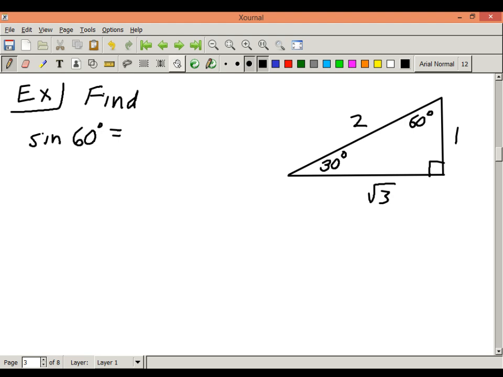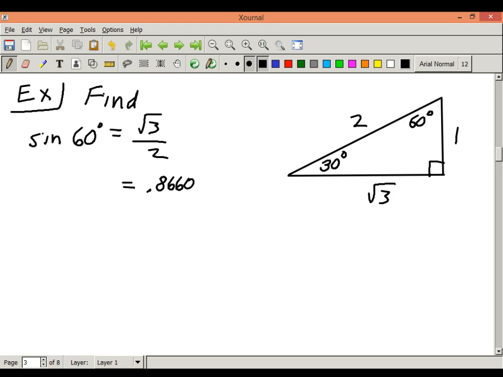So if you're right here standing on the 60-degree angle, remember sine of that angle is opposite over hypotenuse. So that's square root of 3 over 2. Opposite leg over hypotenuse, if you're at the 60-degree angle, is square root of 3 over 2. So you can leave it like that. Now you can also divide the square root of 3 by 2. Just doing this on my calculator, that decimal is going to give you 0.8660.